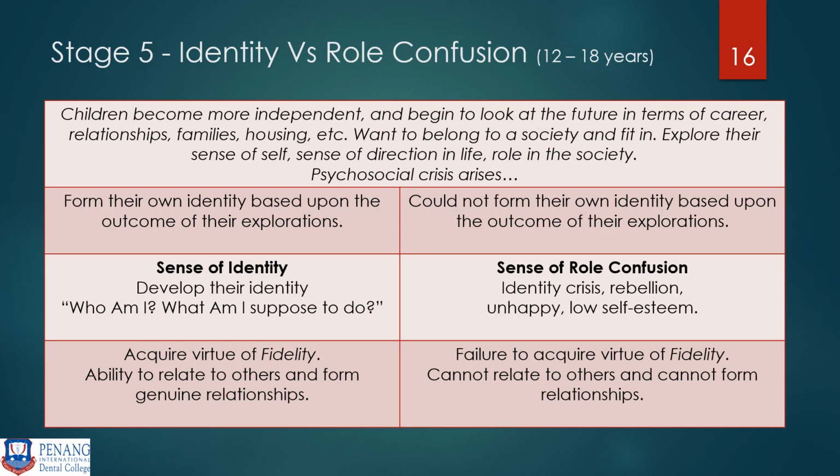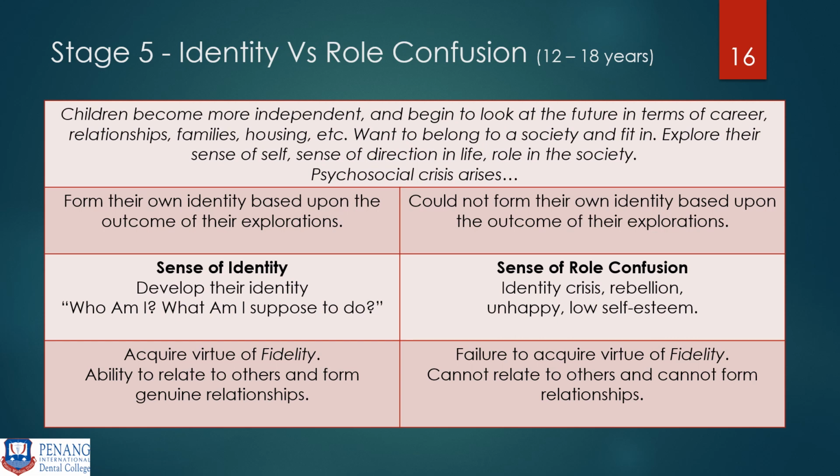So let's see the next stage. The next stage is identity versus role confusion. Okay, so this is 12 to 18, and this is the typical adolescence period. And in this stage, the child is becoming more independent, and now he's looking into his future career, what he needs to do in life, what is his role in the society, and how can he fit into the society.